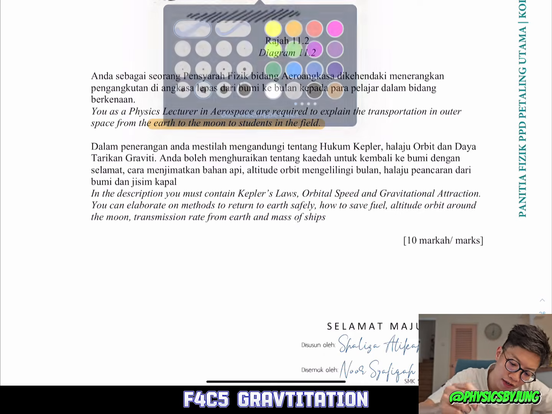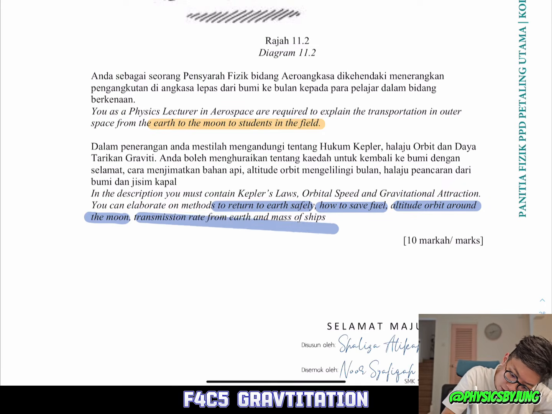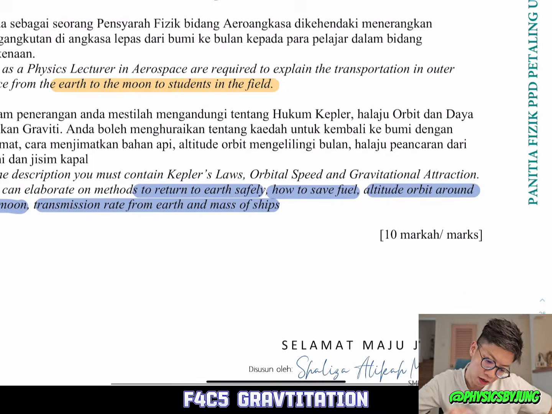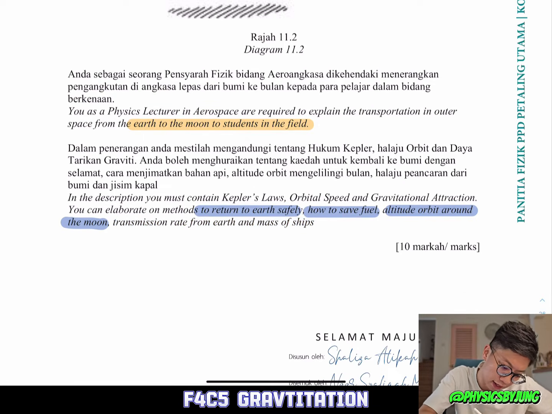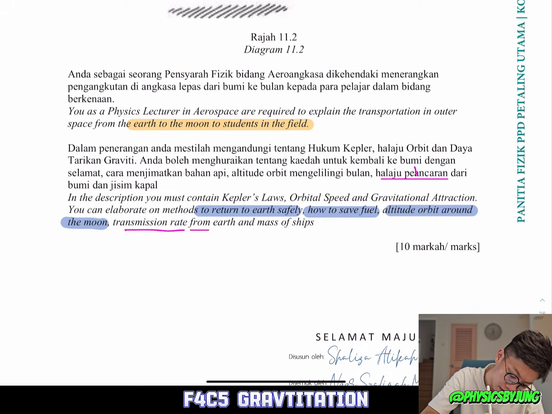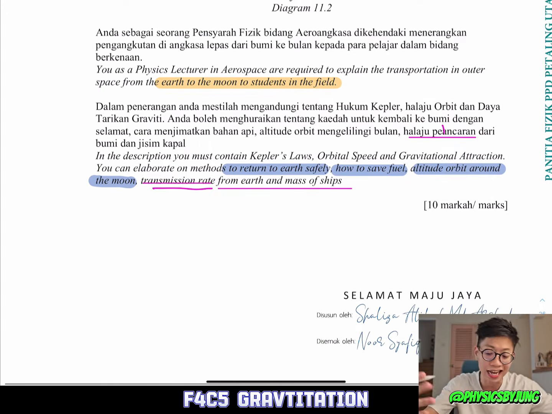We look at what are the points they want us to write first. Return to Earth safely. How to save fuel. Altitude of orbit around the moon, transmission rate, and mass of the ship. What is transmission rate? I think it's not transmission rate. I think they are looking for the halaju pelancaran. I think they directly translated it as the launch velocity. So this is the escape velocity.